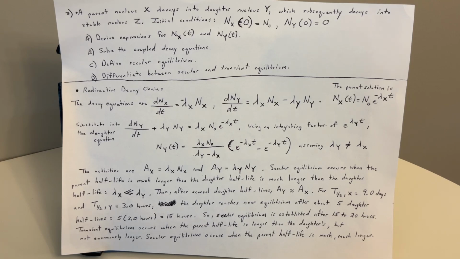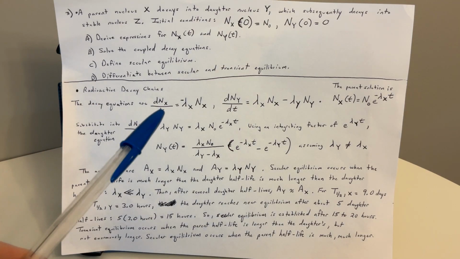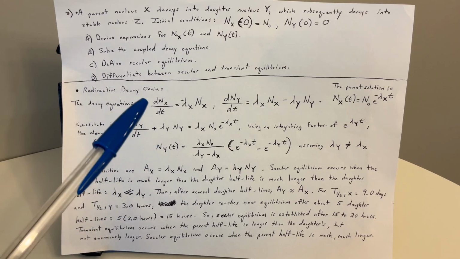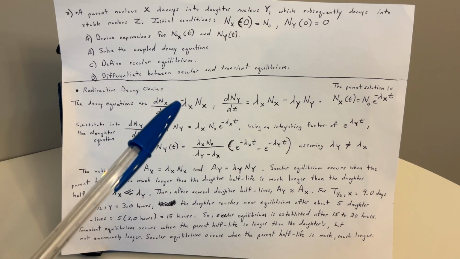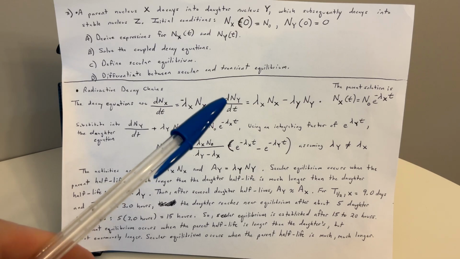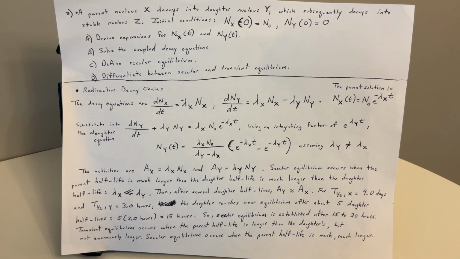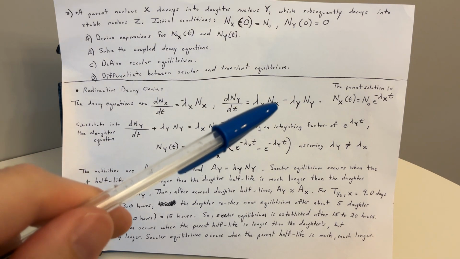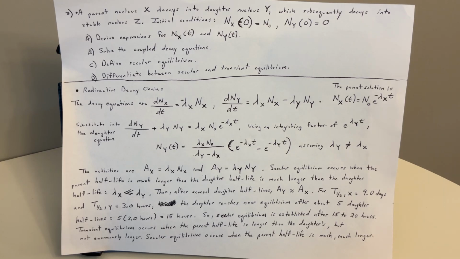Okay, so let's see, here we have our decay equations. d n sub x dt equals negative lambda sub x n sub x, and d n sub y dt equals lambda sub x n sub x minus lambda sub y n sub y. And the parent solution when solving this differential equation is going to be n sub x of t equals n of 0 e to the negative lambda x t.